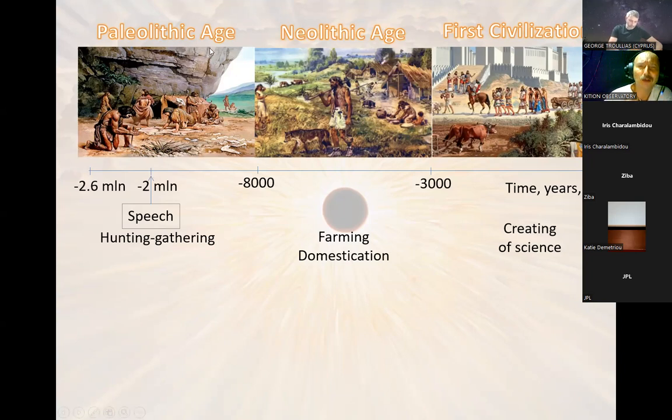In that period of the Paleolithic age, people were generally hunting and gathering. The difference between Paleolithic and Neolithic is very dramatic, because the border is the beginning of farming and domestication. People start to grow their plants and produce their own meat for food and milk and so on. So that's why we name it the Neolithic revolution. It fell somewhere here.